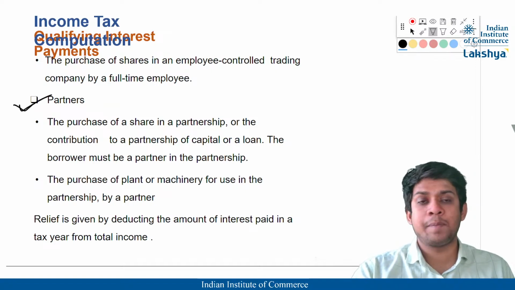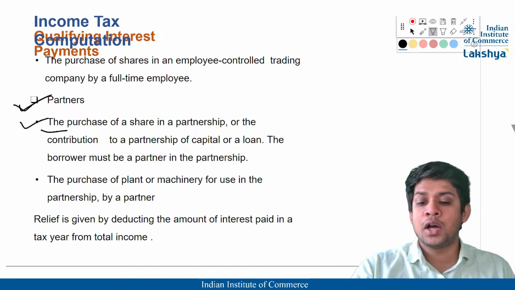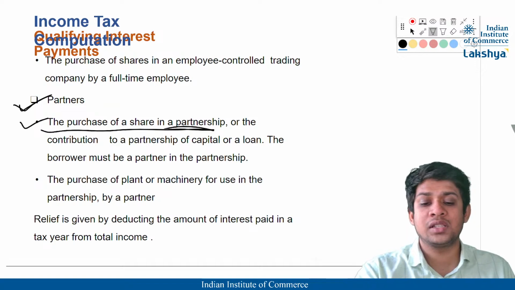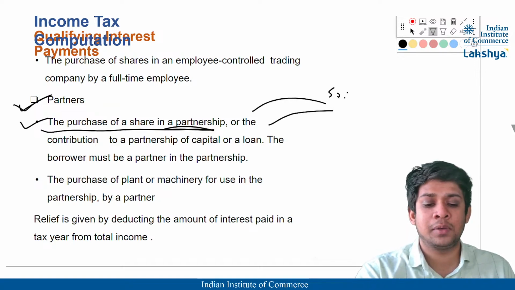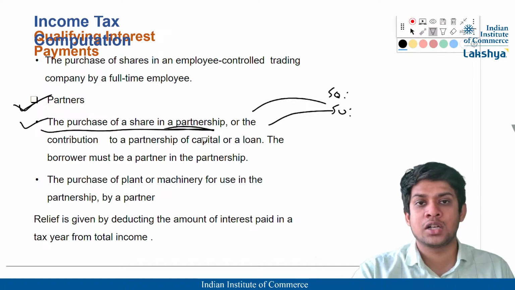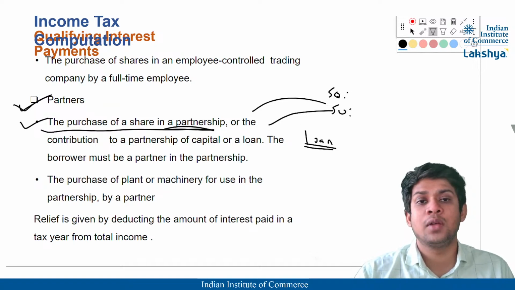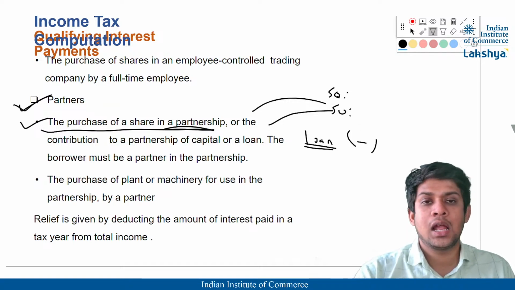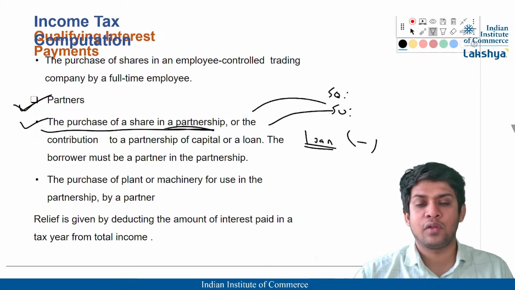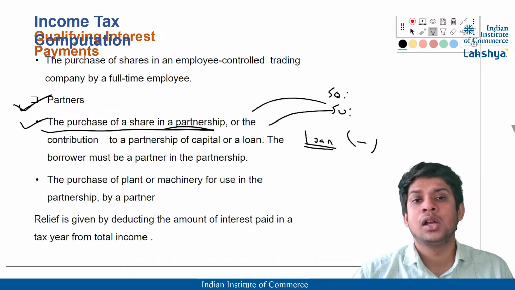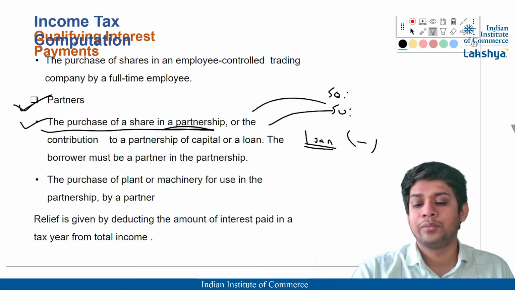For partners in a partnership business, the purchase of shares in a partnership. So obviously the business would be owned maybe by two or three partners in a 50-50 percentage, right? So they might actually want to purchase shares in the partnership firm, right? So if in case they take a loan for the purchase of those shares in the partnership firm, they can deduct it as a relief, okay, from their net income, from their total income, okay.